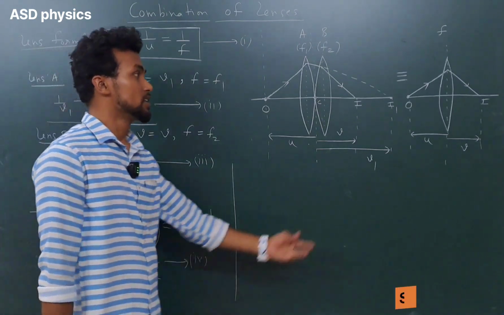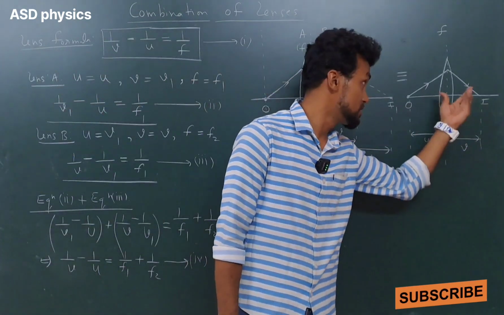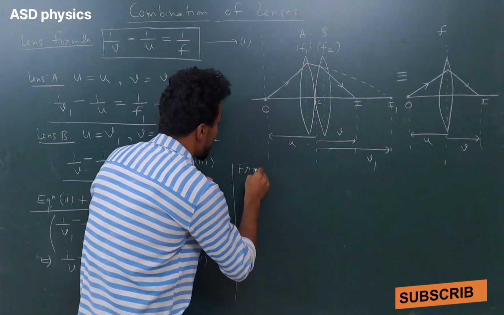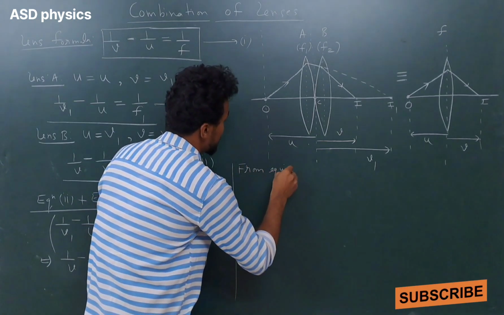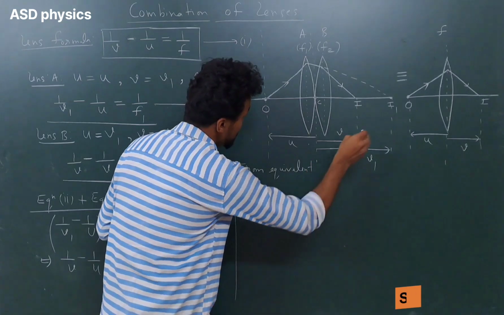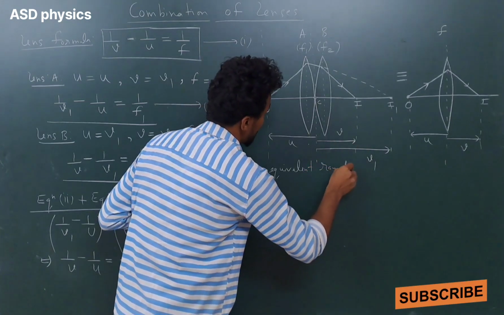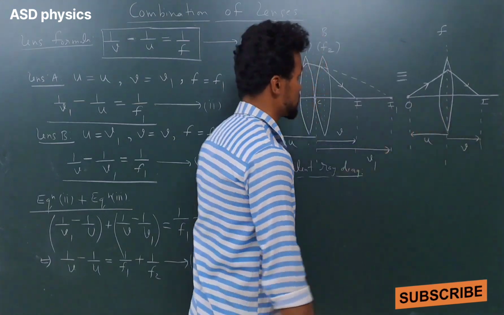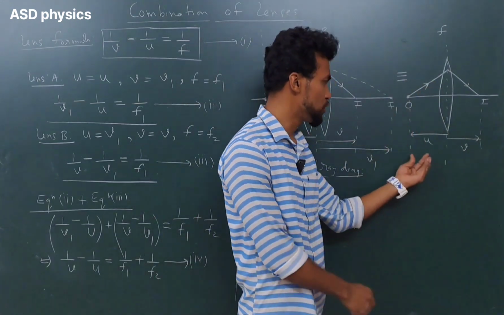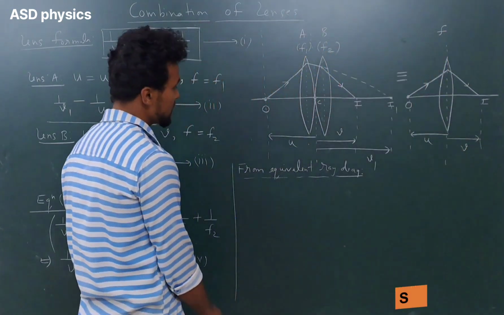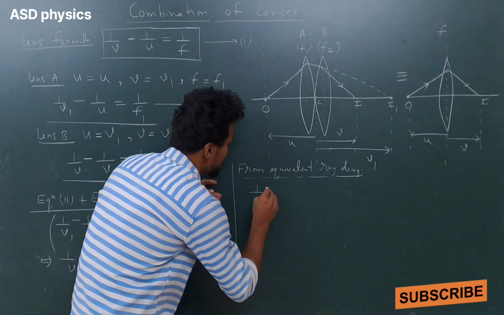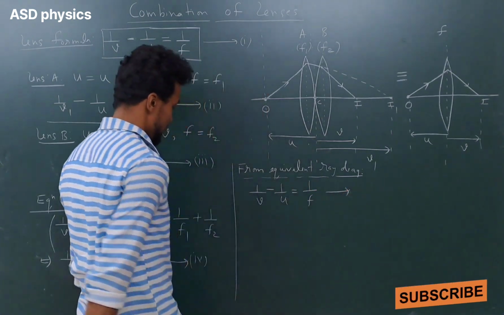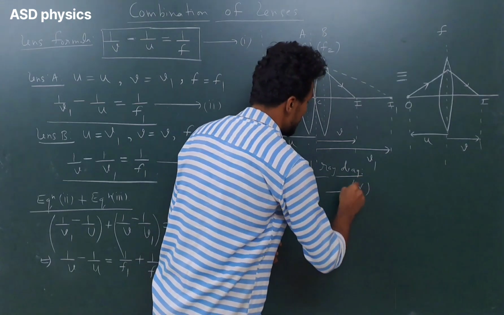Now we will see our equivalent lens, a single lens. From the equivalent ray diagram, where directly we know U, V and F, what is the formula? We know 1 by V minus 1 by U is equal to 1 by F. This is equation number 5.